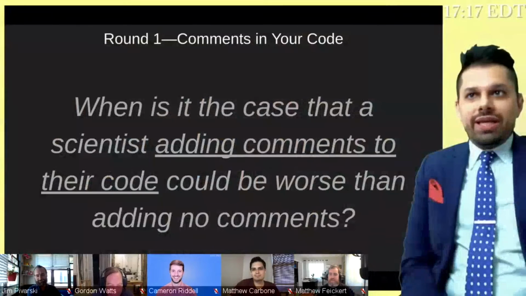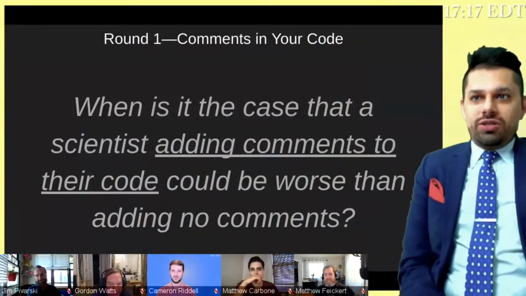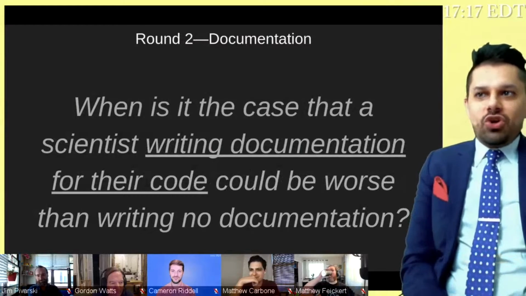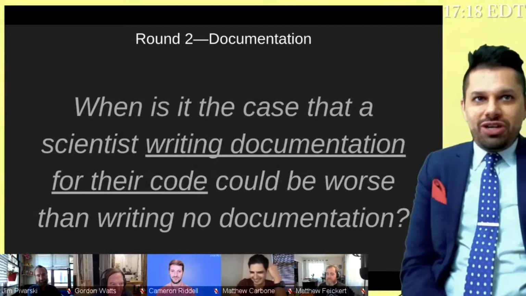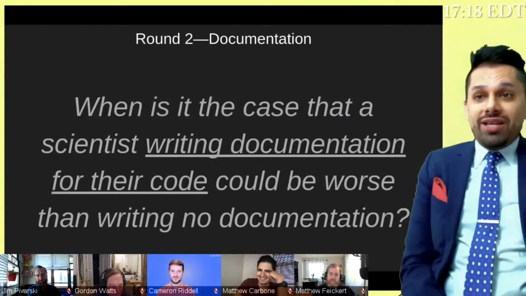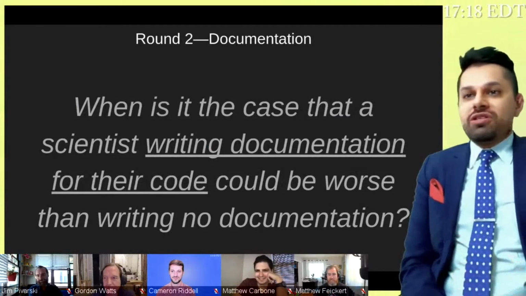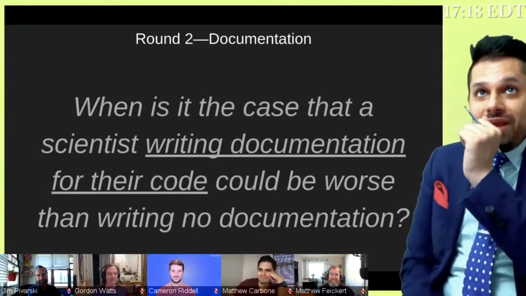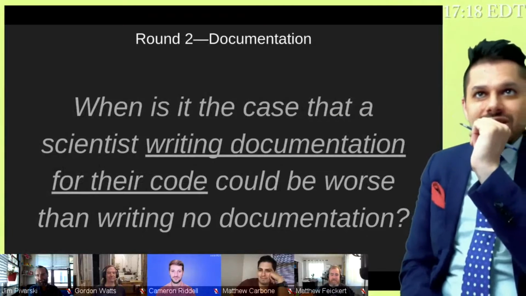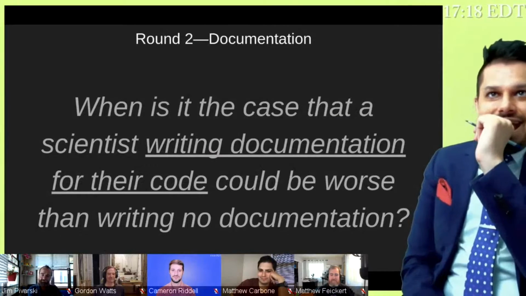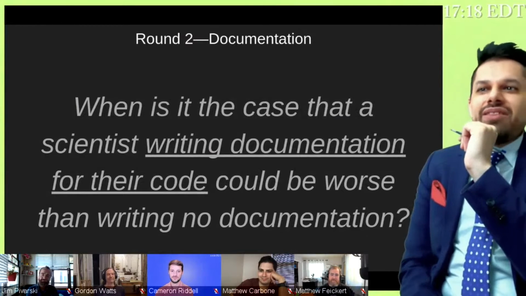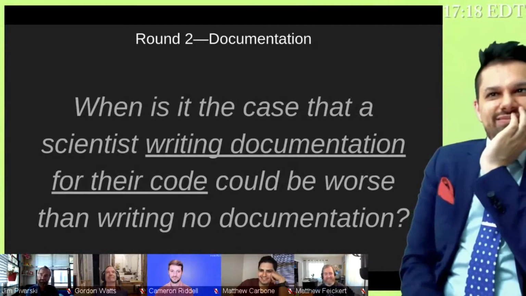Fantastic. Why don't we move on to round 2? And for those of you just joining us, we are playing a game. When is worse better than nothing? In round 2, documentation. We tell scientists all the time, write documentation for your code. When is it the case that writing documentation for their code is worse than just not even bothering in the first place? And I'd love to hear from some of our panelists who were quieter in round 1, Tanny, Andy, and Dan Allen, if they have any thoughts for when is documentation just don't even bother, better not.